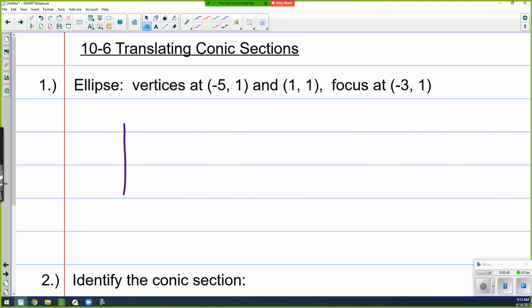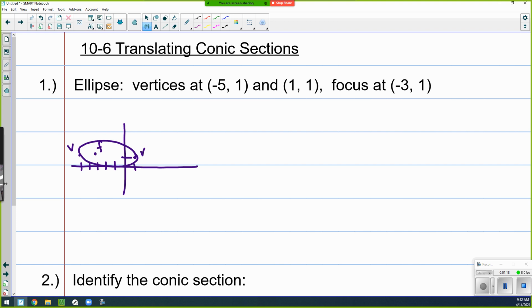So here we go. I'm going to put my vertices for this ellipse at -5, 1, and over 1, 2, 3, 4, 5, up 1. This is a vertex. And then over 1, up 1. Here's my other vertex. I also am going to have a focus at -3, 1. So there's a focus. And what I know about ellipses is that they look something like that. That is a really badly drawn ellipse, but you get the general idea. My focus is somewhere here between the vertices.